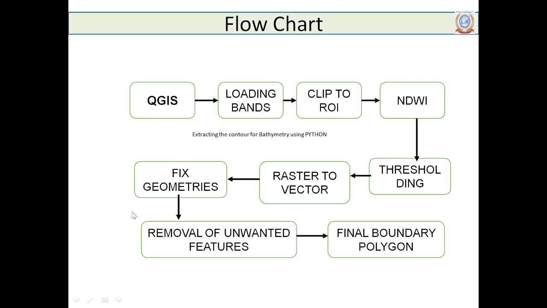So yeah, now this is the process in which the data analysis takes place. Once the bathymetry data comes in, a QGIS tool is used to extract the satellite data in terms of bands, clip the region of interest, normalize the differential water index, thresholding, raster to vector, fix the geometries, and removal of unwanted zones. These unwanted zones are the islands and the other areas other than the water body inside the reservoir area survey. Then a final boundary polygon is generated.